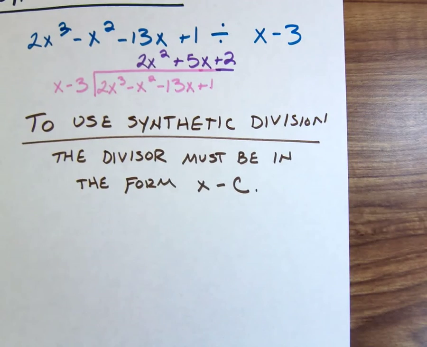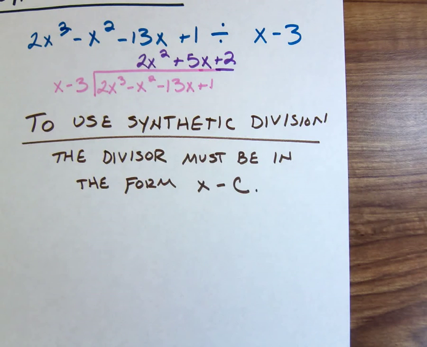Now what we mean by that is the divisor must be plain old x minus a number. That can be a plus. If we subtract the negative, it's a plus, right? So it could be x plus c. But the point is, the divisor must be plain old x all by itself. In other words, the divisor can't be an x squared or a 2x. Can't be a coefficient, can't be an exponent. Does that make sense? It has to be just plain old x.